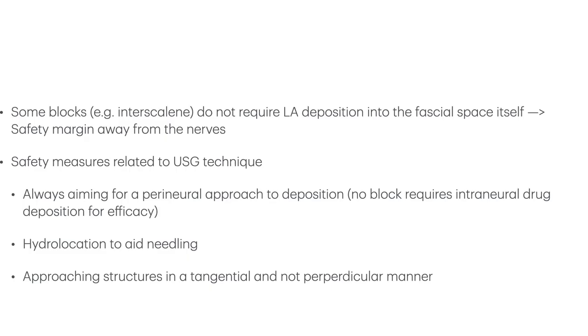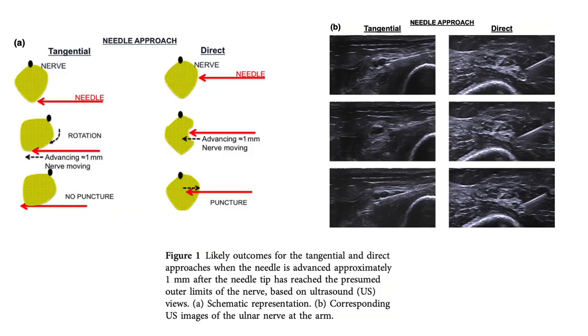Some blocks like the interscalene, again, do not require LA deposition into the fascial space itself, so you have some safety margin to be away from the nerves. Other safety measures include hydrolocation to aid the technique. If you do not see the needle tip for whatever reason, you can use hydrolocation to see at which particular area you are. And then always, this is one of the interesting things, approach structures in a tangential and not a direct manner. This has been demonstrated by a symposium in 2016.